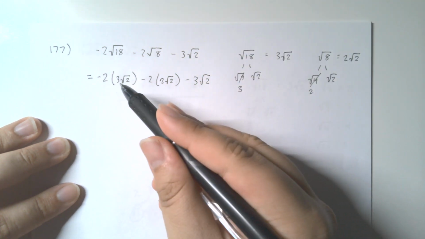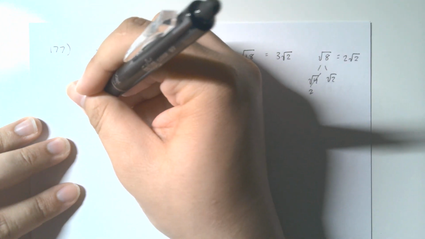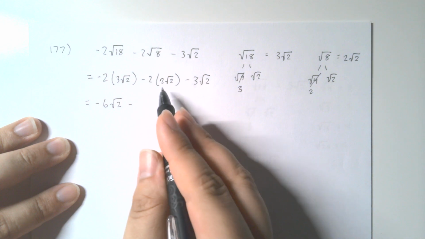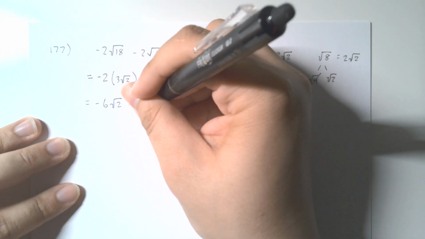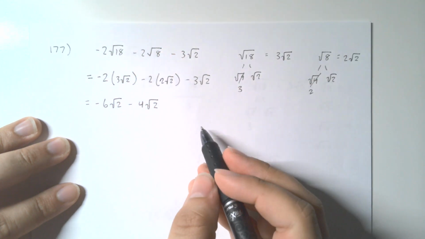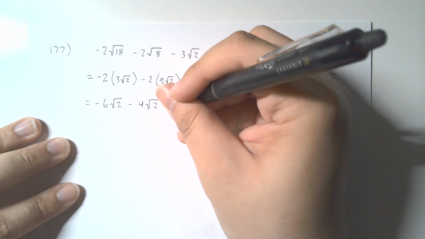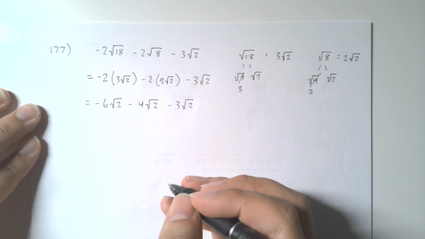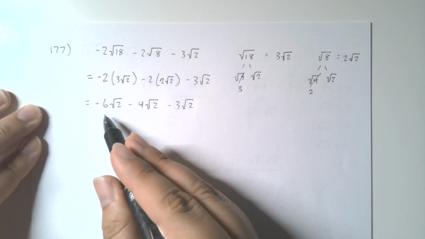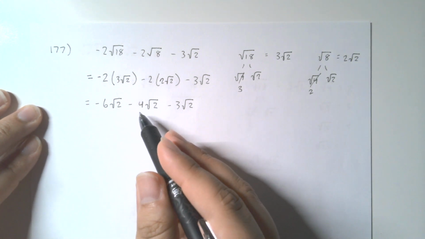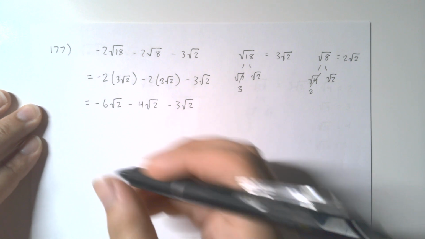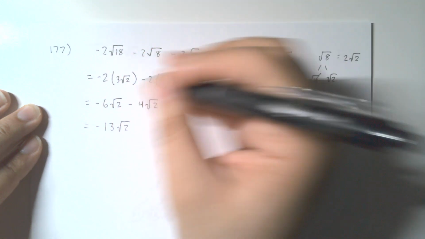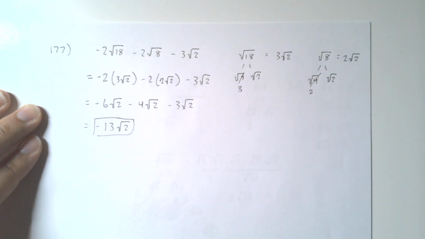We can multiply this negative 2 and 3 together. We have negative 6 square root of 2. Negative 2 times 2 is negative 4, so minus 4 square root of 2. And then minus 3 square root of 2. And combining all of this together, we have negative 6 minus 4, which is negative 10, and then minus 3, which is now negative 13 square root of 2. And so this is our final answer.